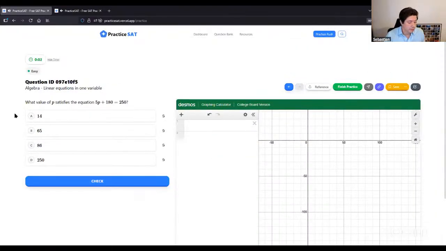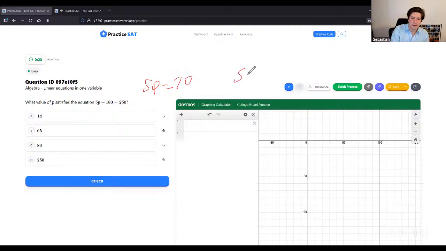Which value of P satisfies the equation 5P plus 180 equals 250? So we subtract 180. This one I'm going to write out. I don't like to graph these because then I have to look for it. This one you could do mentally, but I'll write it out for you all. So 5P equals, we subtract 180 from 250, 70. So then that means P equals 70 divided by 5, and that's going to be 14. All right, this is an easy level question. It's not too bad.